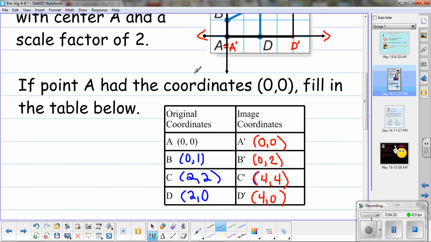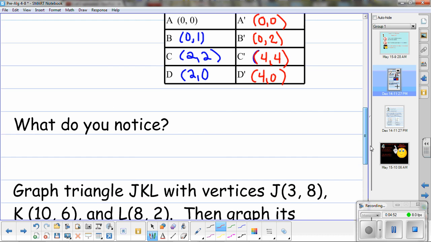So if you take a second and look at the original coordinates and compare them to the new ones of the image after a dilation with a scale factor of 2, you'll notice that all of the original coordinates were just multiplied by 2. So both the x and y values were multiplied by 2. Once we multiplied those by 2, we got our new coordinates.